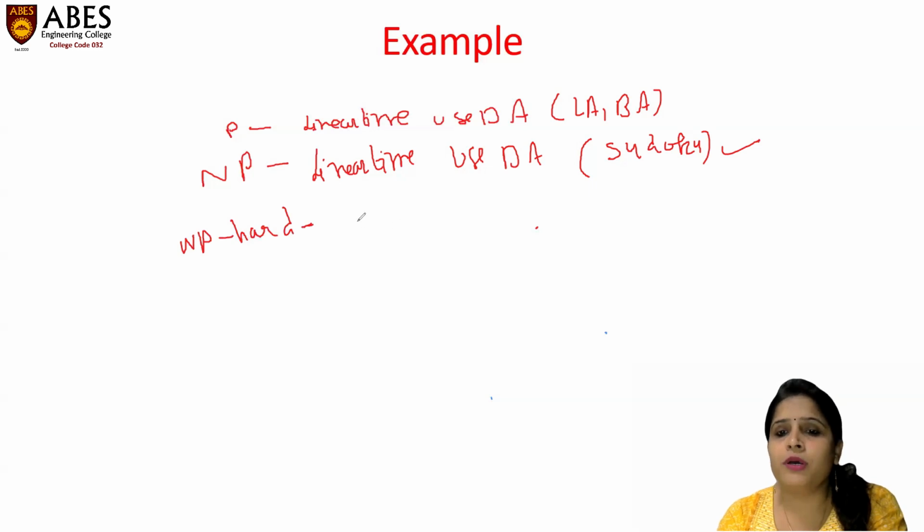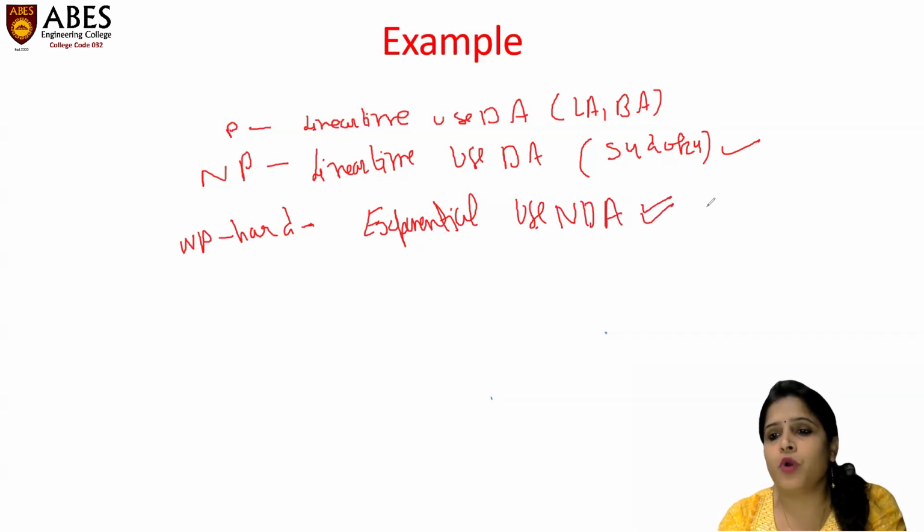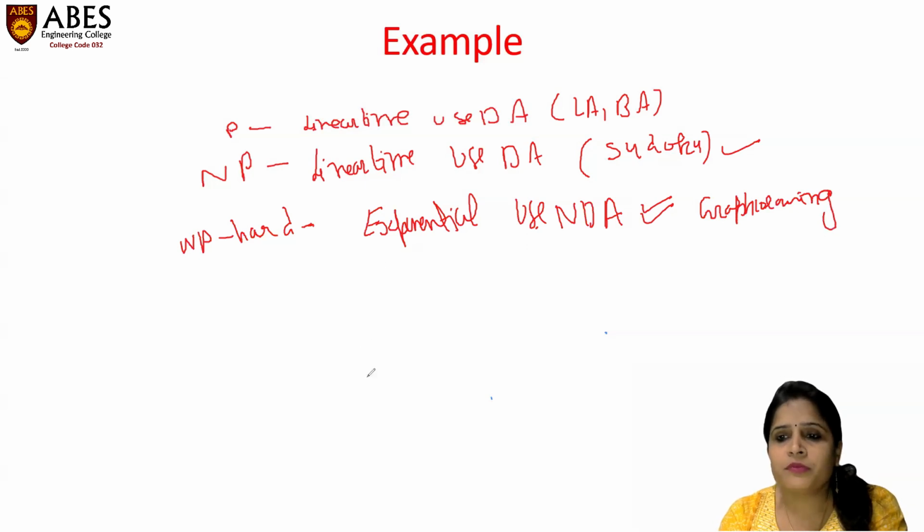Initially, all the problems whose execution time is in exponential form, and which use a non-deterministic algorithm to find a solution, are called NP hard problems, like the graph coloring problem. After that, we'll discuss the NP complete class.